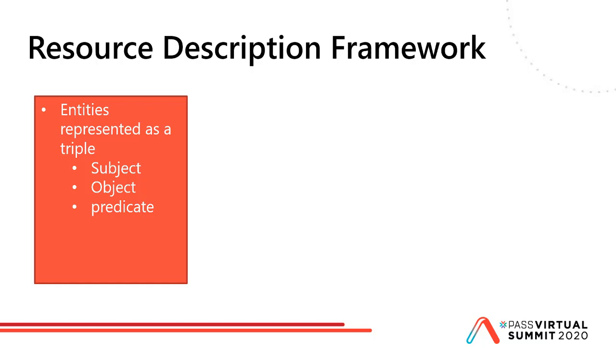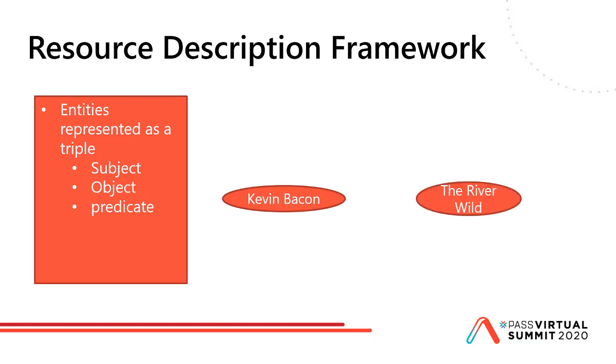If you return to our example of Kevin Bacon acting in the film The River Wild, then this is what it would look like. We would begin with a subject, which is Kevin Bacon. The object would then be the River Wild, and then we would add a relationship between these 2 nodes, which would be the predicate. In this case, the predicate is that Kevin Bacon acted in the River Wild.